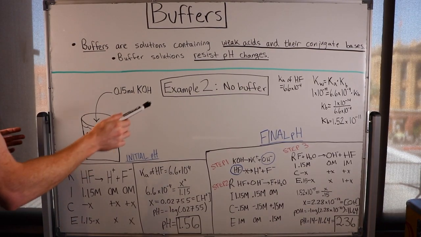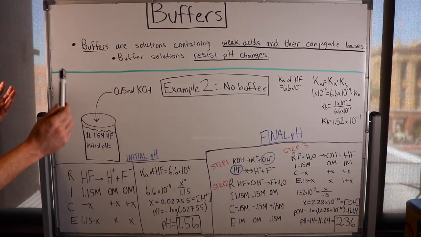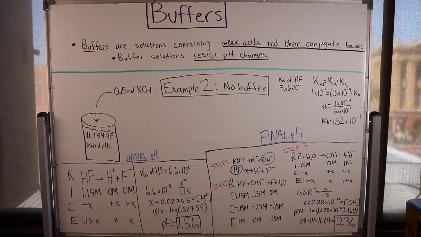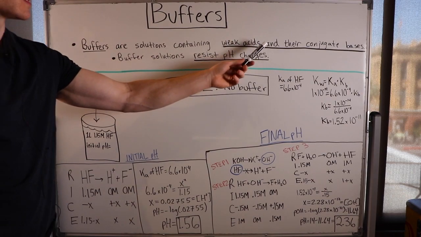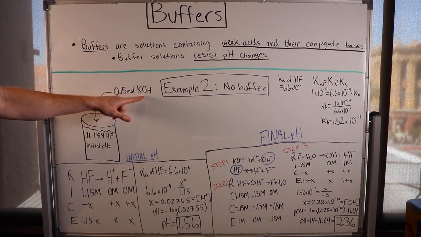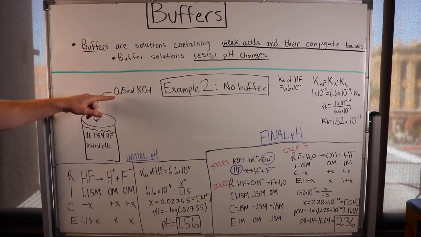Right, in this next example, example 2, we're going to look at another situation where we have no buffer, and we again perturb the pH by adding in 0.15 moles of potassium hydroxide, a strong base. Remember, buffers are solutions containing weak acids and their conjugate bases. This time the initial solution is 1 liter of 1.15 molar HF, or hydrofluoric acid. That's a weak acid, but there's no conjugate base in there, right? The conjugate base would be F minus, or fluoride ion, and we start out with none of that. So now let's see what's going to happen when we add in this KOH.